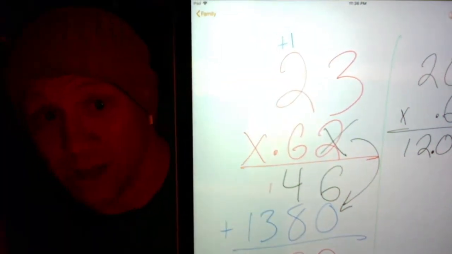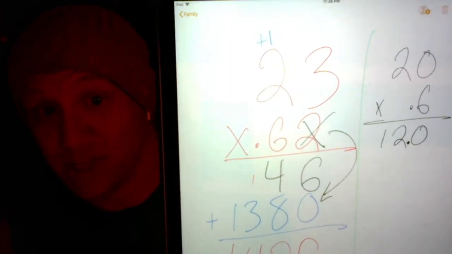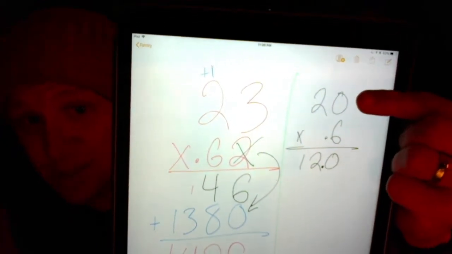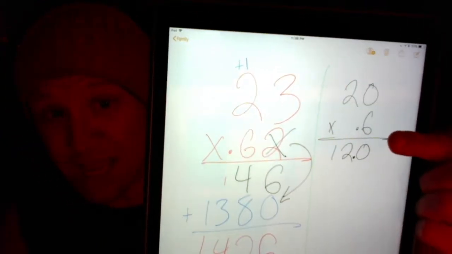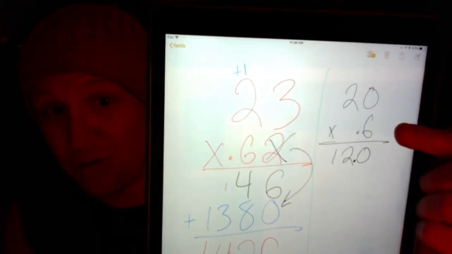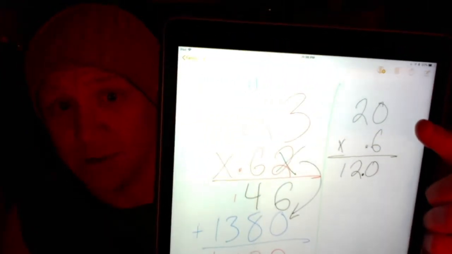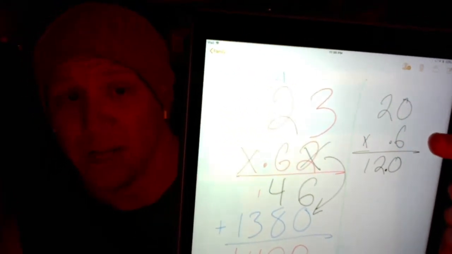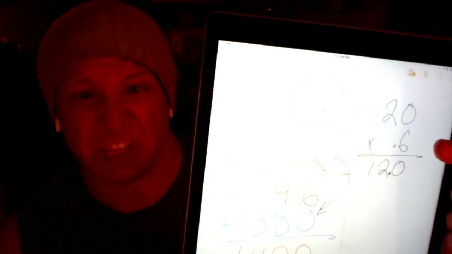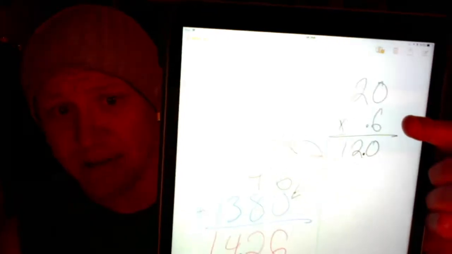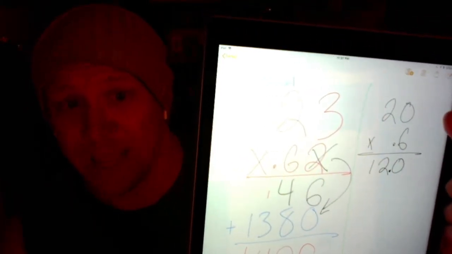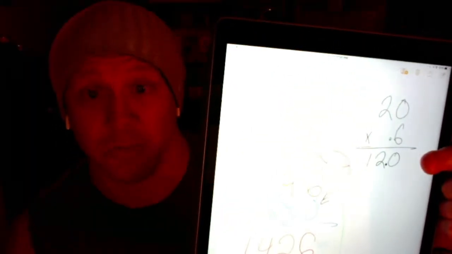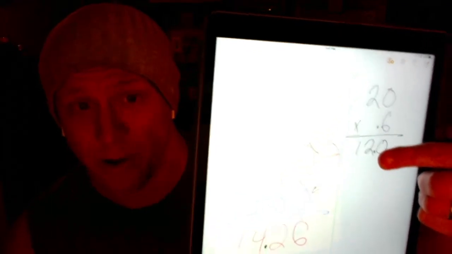So let me show you my example problem. I have 23 times 62 hundredths. First, I estimated. I said 23 is about 20 and 62 hundredths is about 6/10. So I multiplied that and ended up getting about 12, because I know 6/10 is about half. 6 out of 10 is close to 5 out of 10, which is half. So half of 20 has to be 10. So my answer's got to be somewhere around 10. And I know 12 is about 10. So that's why I put my decimal here.